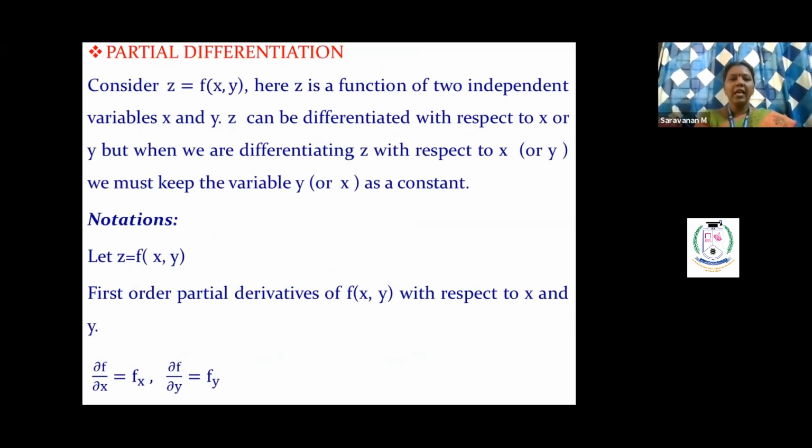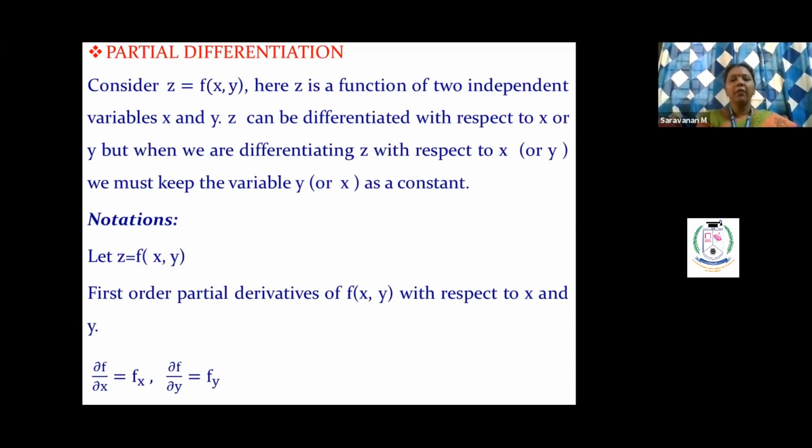Next is the last part of this unit, partial differentiation. You know differentiation now. What is partial? We are proceeding partially with respect to the variable. If we are applying partial differentiation, the function must have more than one variable. Only then can we apply partial differentiation.